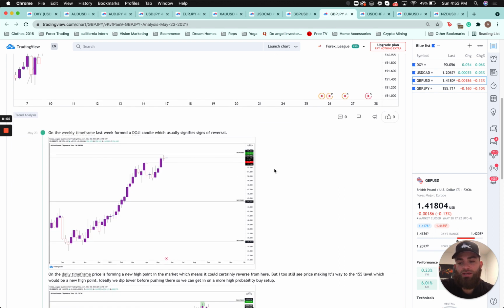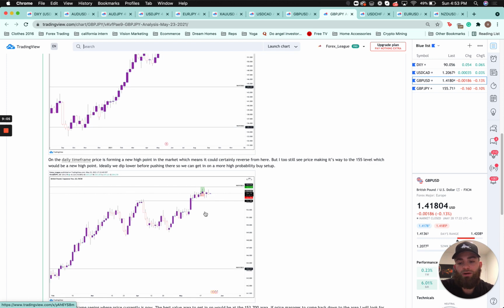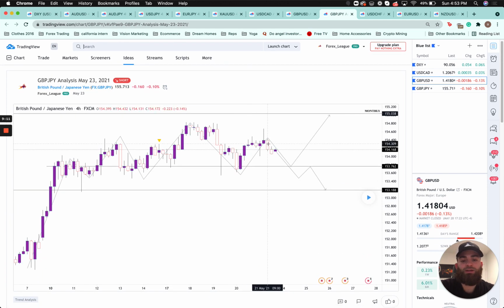Let's go to GJ. On the weekly time frame, we could see there was a doji form the previous week and we were at a high, so I was anticipating a reversal. The daily was forming higher highs and higher lows, but at this point, at this high, I was looking for price to reverse down from that level. So as we can see here, 2 opportunities.